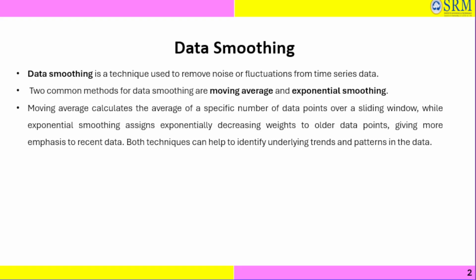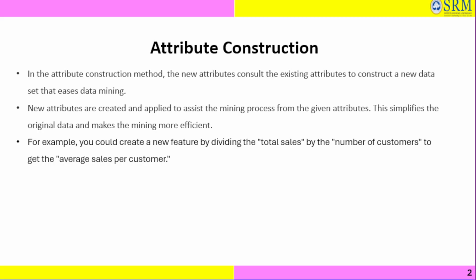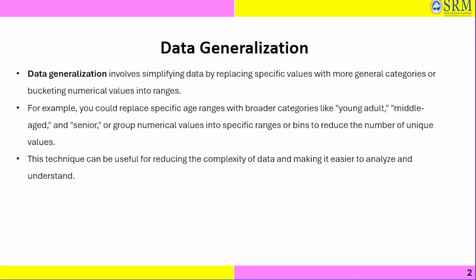Next is attribute construction. As the name implies, new attributes are constructed by consulting the existing attributes to construct new data. That eases the process. New data attributes are created and applied to assist the mining process from the given attributes, which simplifies the original data and makes the mining more efficient. For example, you could create a new feature by dividing the total sales by the number of customers to get the average sales per customer.